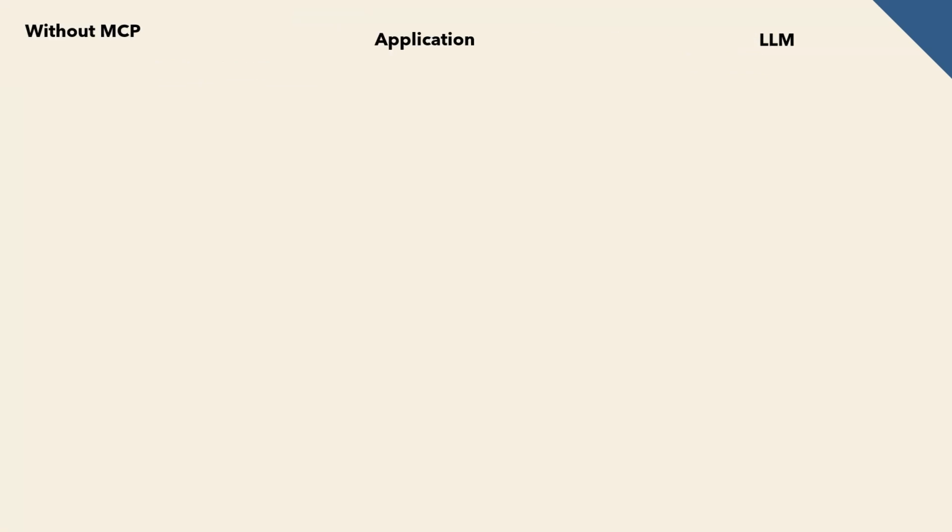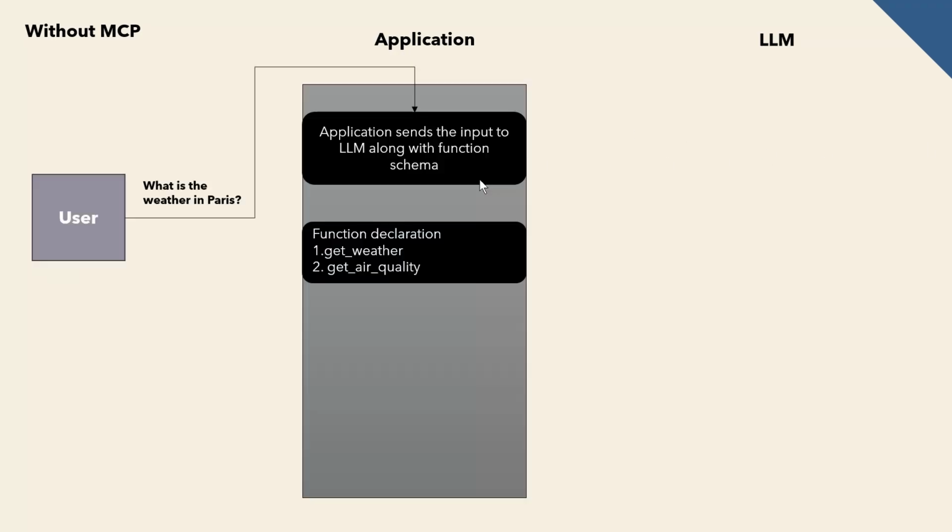Okay, let's first understand how the user, application, LLM, and the tools interact with each other. So when the user asks this question, what is the weather in Paris, to our application? This is our own application. This is not Google AI Studio or ChatGPT, but our own application, where the application takes the input from the user and it should have defined a function declaration, the list of functions. It should have been declared so that it is available to the LLM.